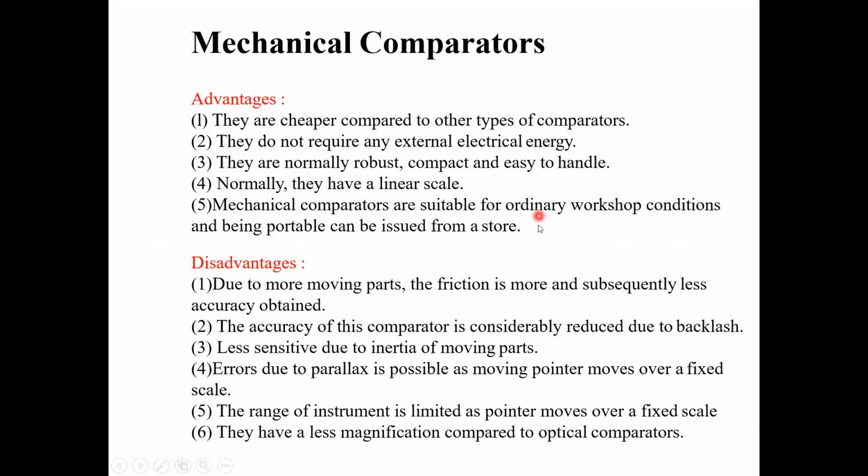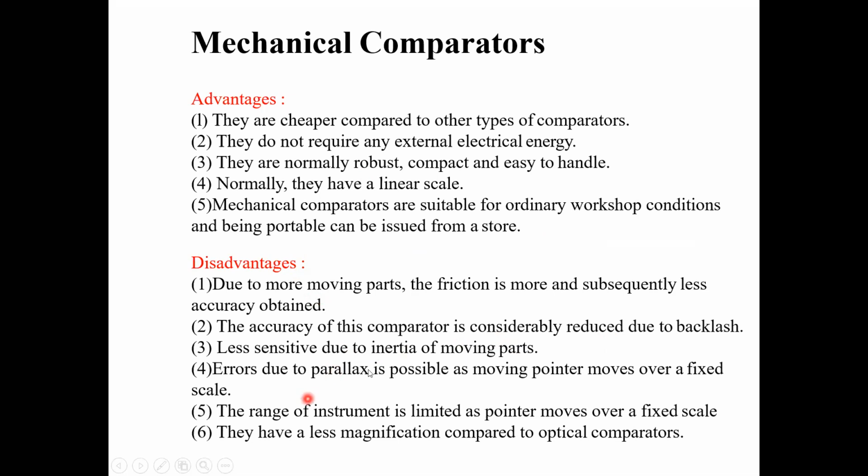Mechanical comparators are suitable for ordinary workshop conditions and being portable can be used from a store. Disadvantages. Due to more moving parts, such as leverages, gears and pinions, the friction is more and subsequently there is less accuracy over time. The accuracy of this comparator is considerably reduced due to backlash also. Due to slippage, backlash will occur.